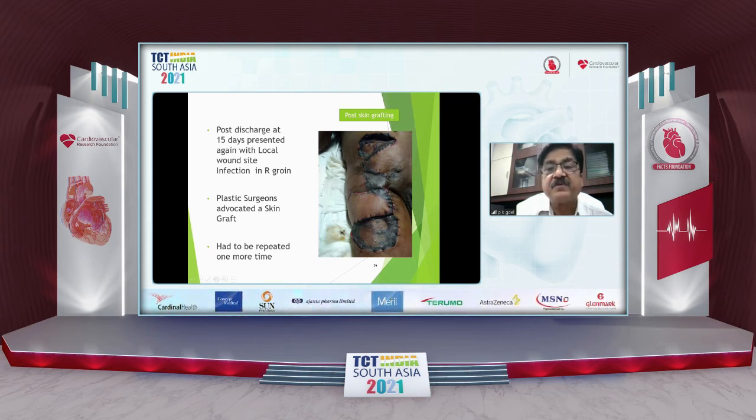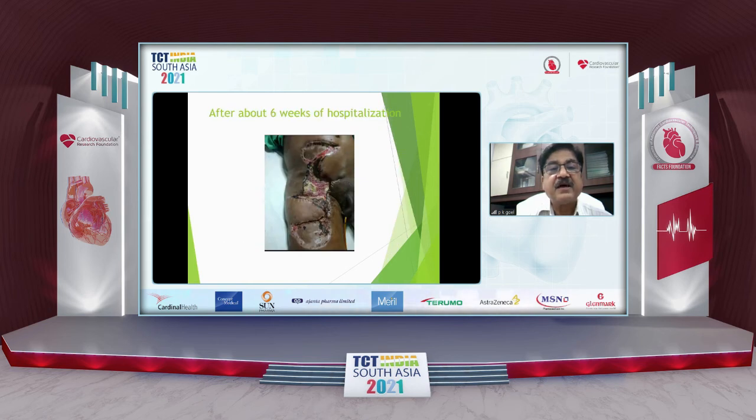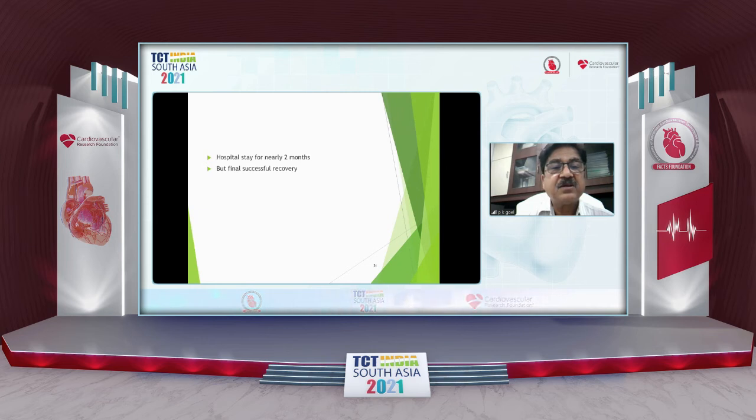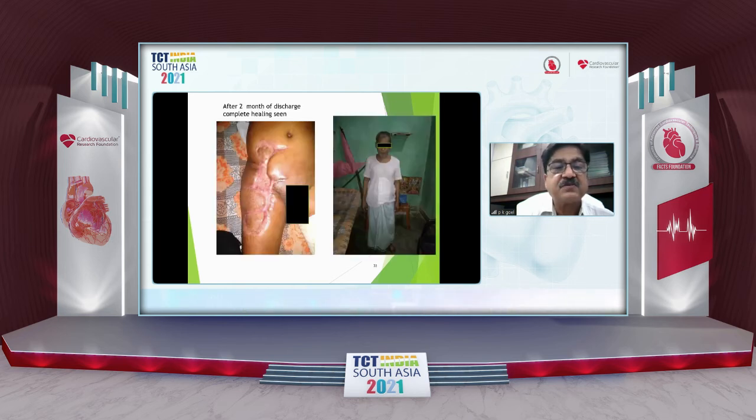That was horrific. And then after about 6 weeks of hospitalization with multiple grafts, and all the plastic surgery going on, it was still pretty bad. The hospital stay for this patient was nearly 2 months. But finally, the good part was that it was a successful recovery. So this is how it healed after about 2 to 2.5 months. This is how it looked. So that had healed.